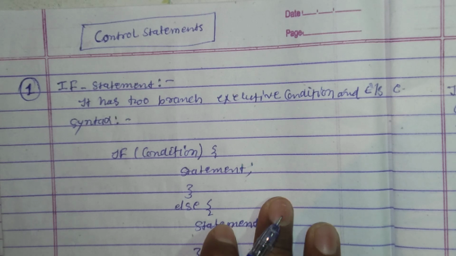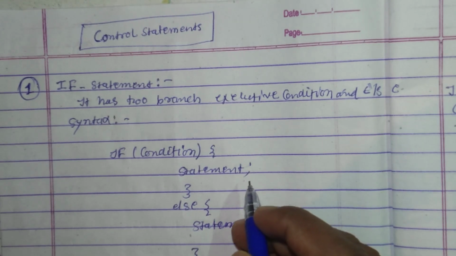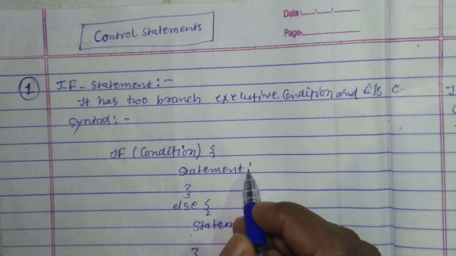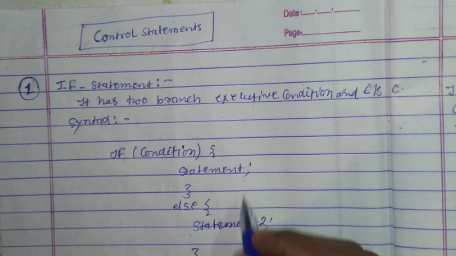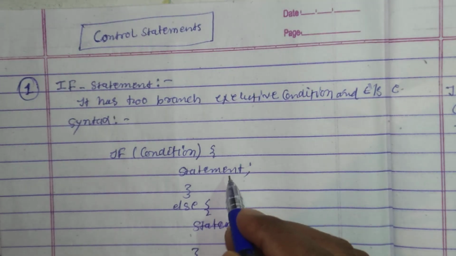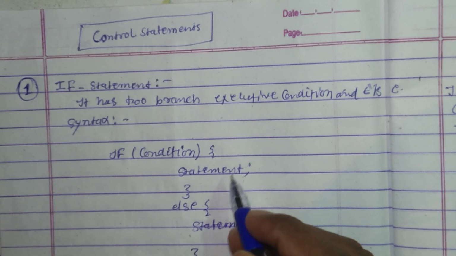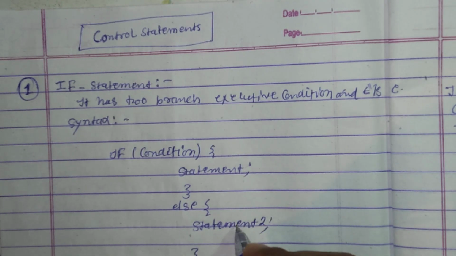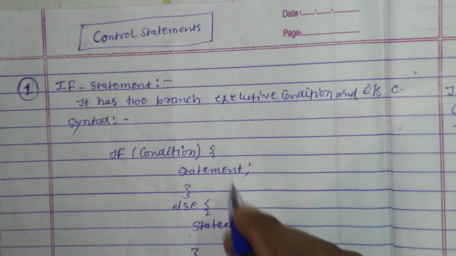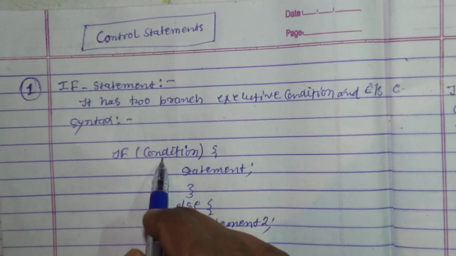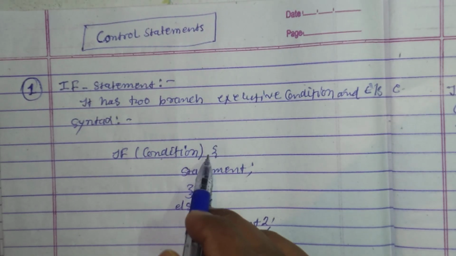What is an if statement? It has two branches of execution, depending on a condition. It means it has two branches of statements. One will execute, one will not execute. It depends on your condition which statements you want to execute. So here are two statements, and here will be your condition.